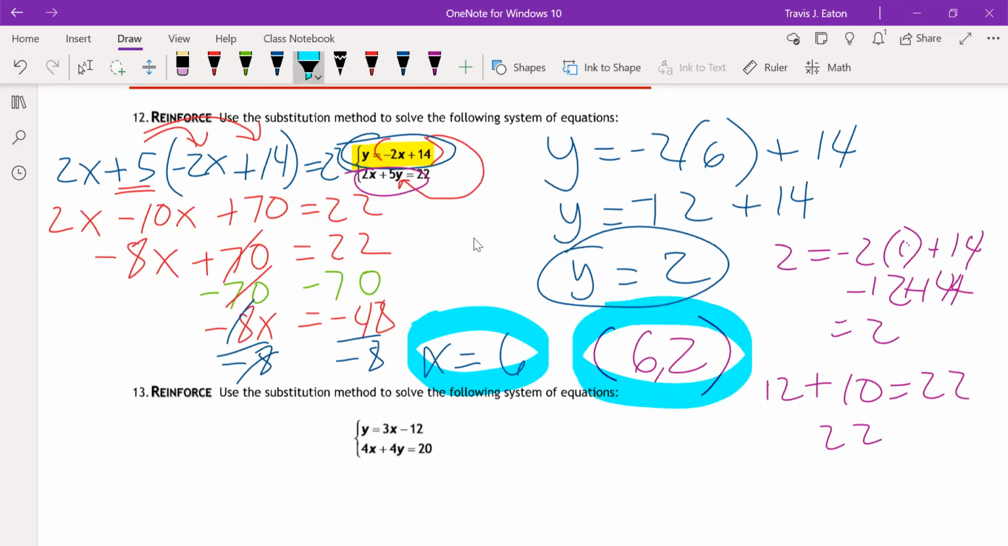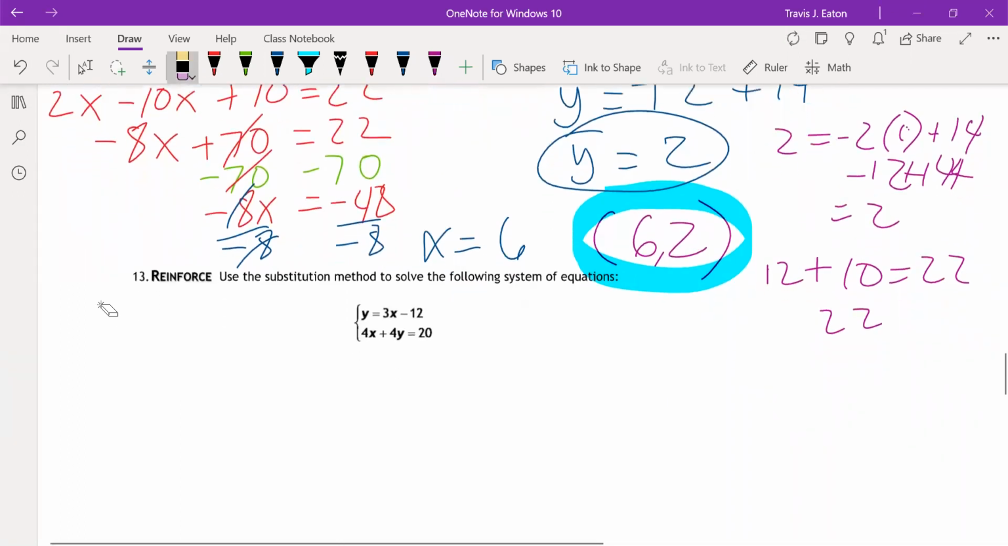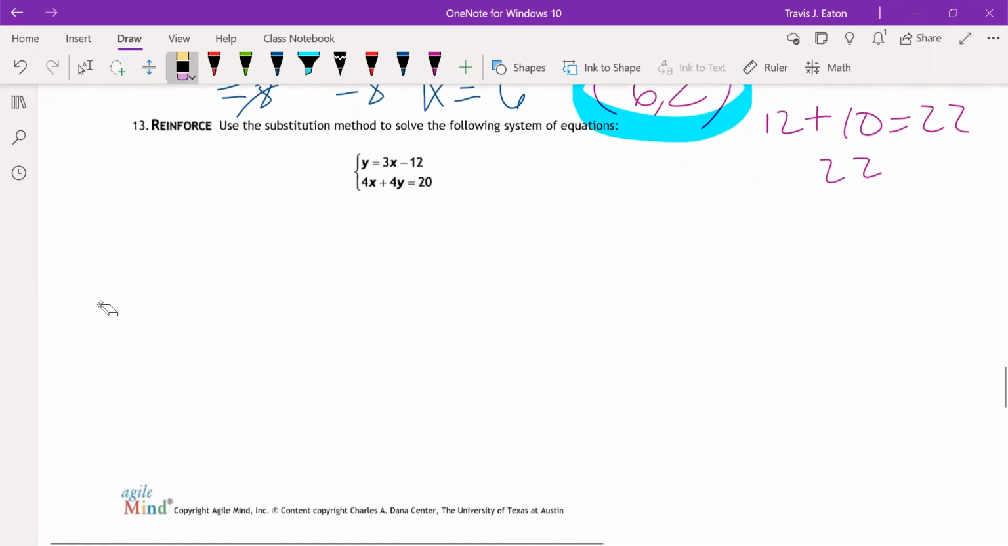And here's our solution. 6, 2. Okay. Now, again, it's so great that they already solved the one equation for y. It's in slope-intercept form. And you can see that number 13 is the same way. They've given us the equation y equals 3x minus 12. So we know exactly how much y is. So we can substitute that y in the other equation with that expression.